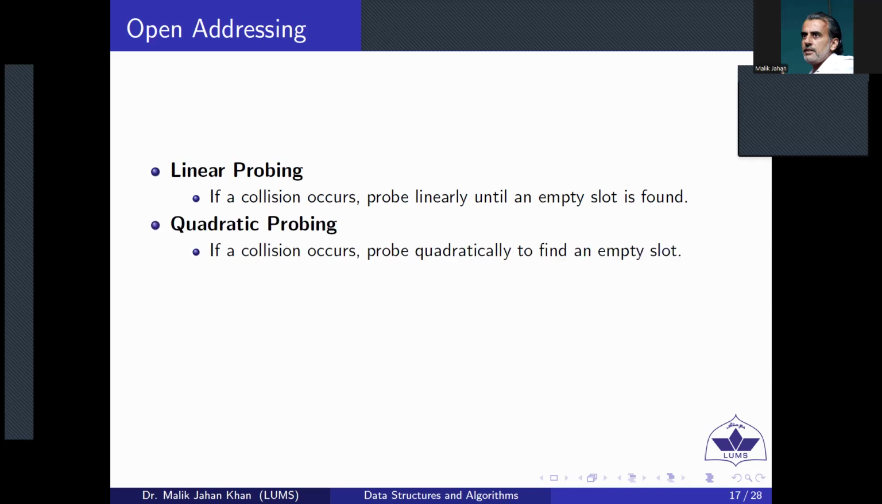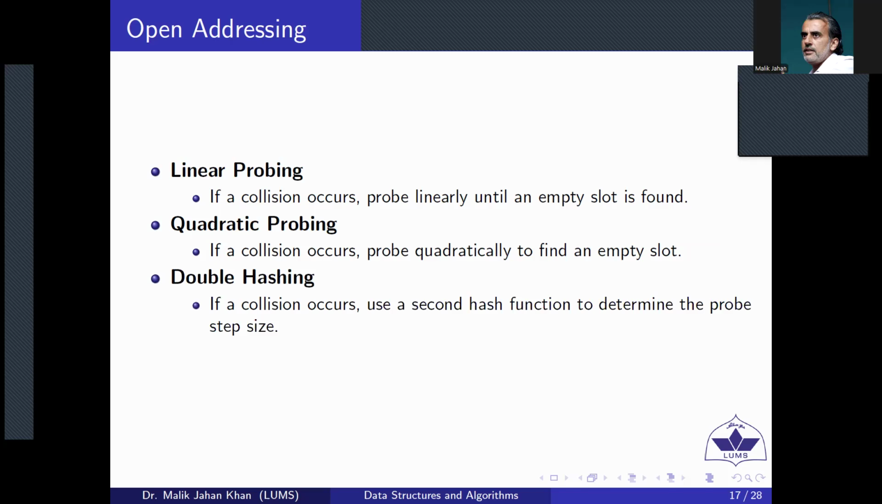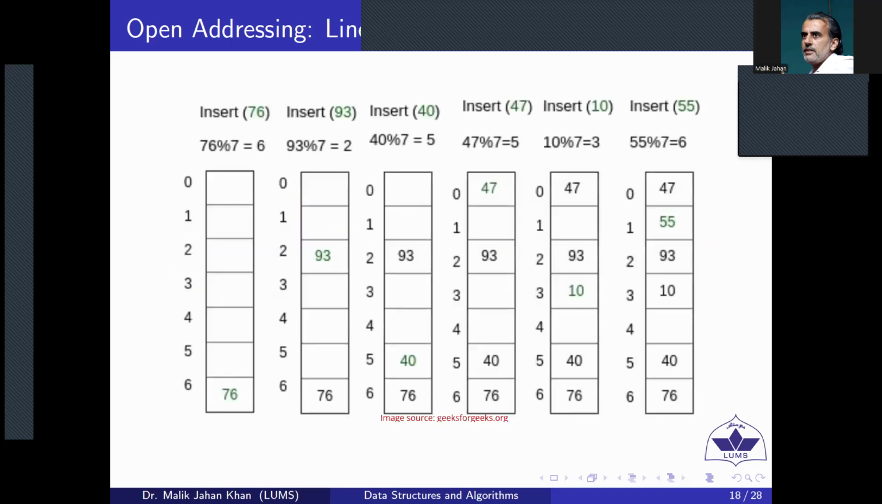In quadratic probing, which is an alternate to linear probing, if a collision occurs, we have to probe quadratically to find an empty slot. And the third one, which we'll be discussing today, is double hashing. If a collision occurs, use another hash function to determine the probe step size. We will be discussing all these three techniques in detail in a while. Let's start with linear probing.